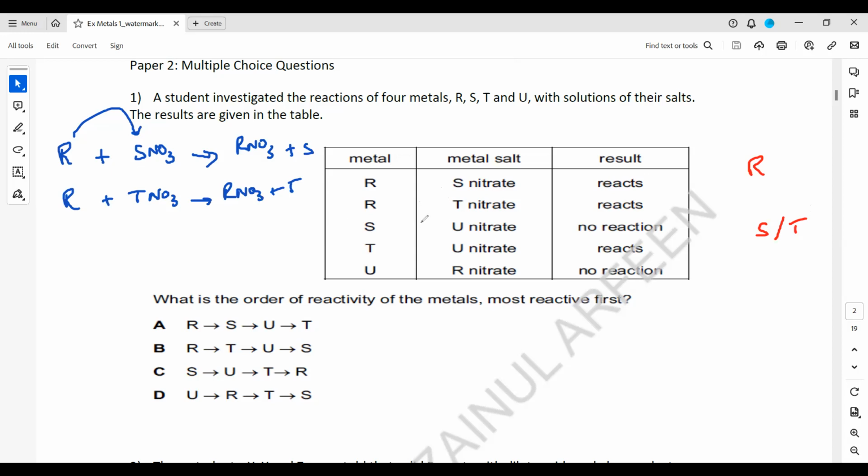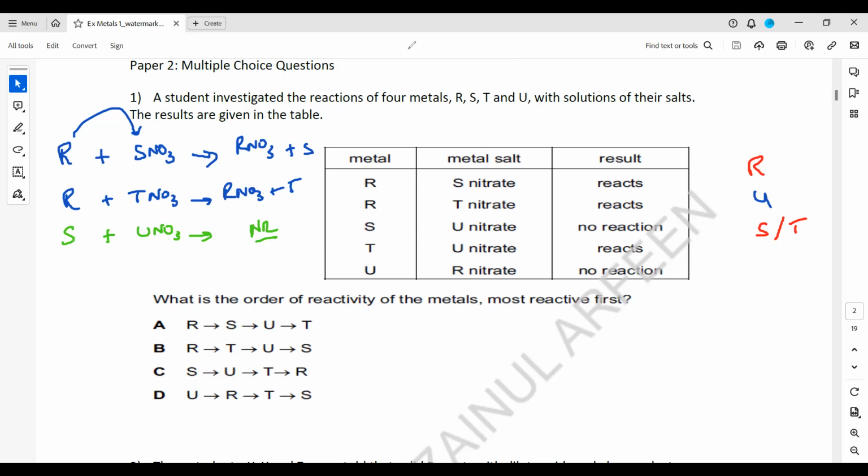S and U. So when S is with U nitrate, there is no reaction. If there is no reaction, what does this give an idea of? It gives an idea of which is more reactive. U is more reactive, so U should be above. But we don't know whether T is above U.